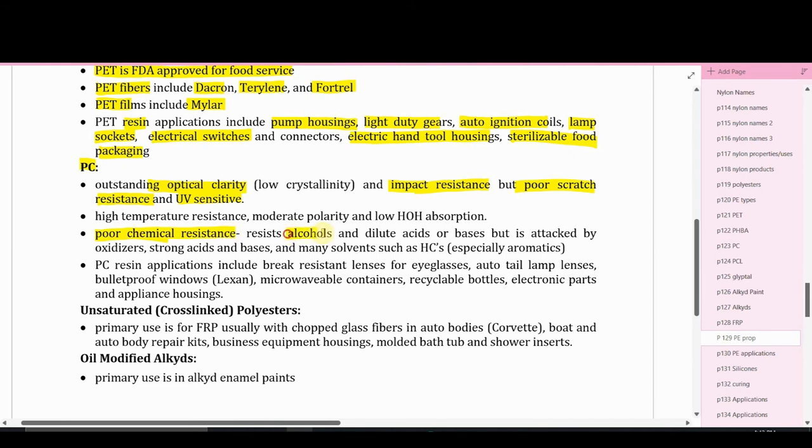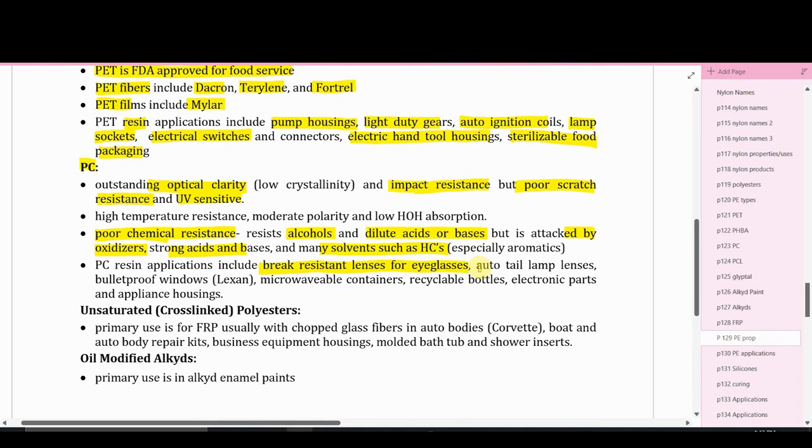Poor chemical resistance. They'll resist alcohols, acids and bases, but they're attacked by oxidizers, acids, and many solvents. So if you put acetone in there, dichloromethane, ether, they're done, right? They're done. So be careful about that. Don't ever clean your eyeglasses with anything other than alcohol or soap and water. Put any other solvent on them and you'll have a permanent smudge on it. They're done.